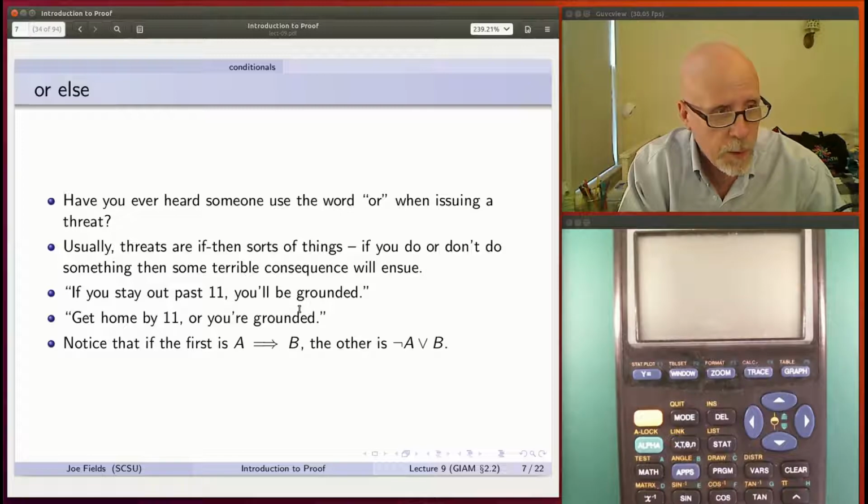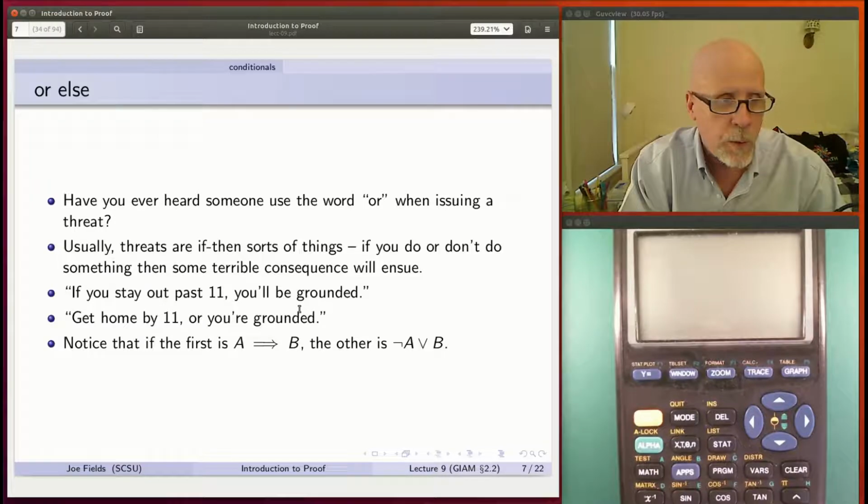The first of those is certainly if A, then B, right? If you stay out past 11, then you'll be grounded. A is the staying out late, B is the getting in trouble. The other is of the form not A or B. The B in both of these is the same. It's grounding, right? But the A is staying out late. So the not A is getting home by curfew time.